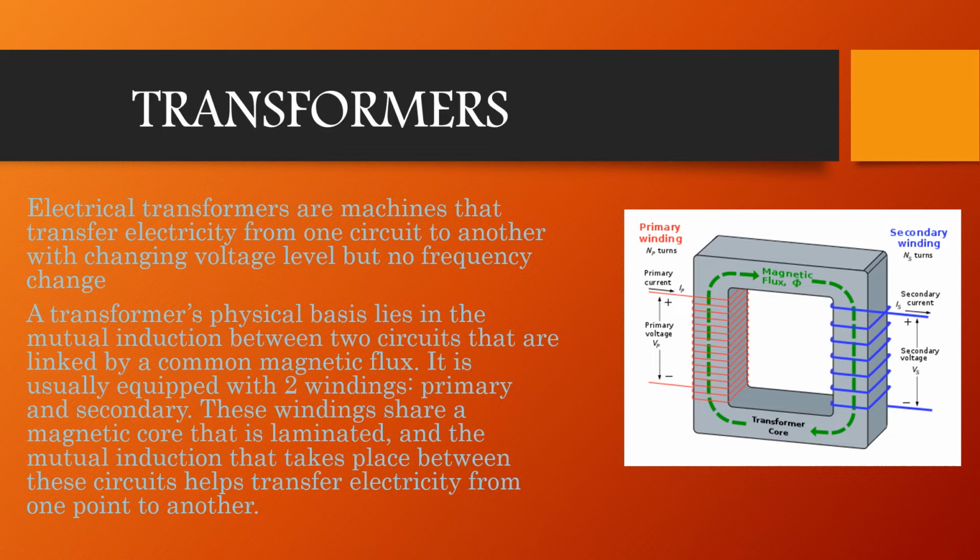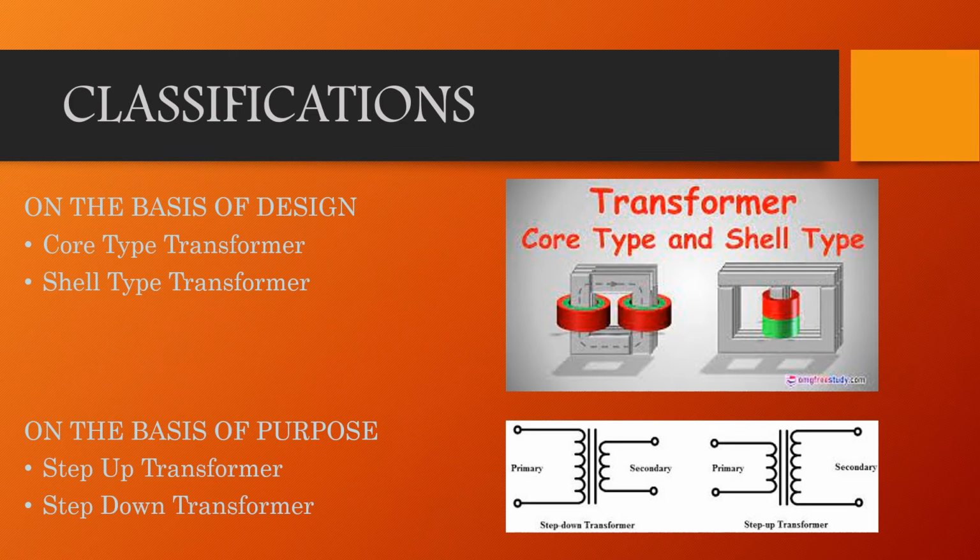EMF in the secondary winding causes a current known as load current if there is a load connected to the secondary section. This is how electrical transformers deliver AC power from one circuit to another through the conversion of electrical energy from one value to another, changing the voltage level but not the frequency of the current. Let us see some classifications of transformers.